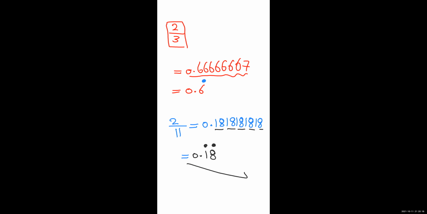If the number is like 1 over 3, by using the calculator, we will find that it equals 0.333 and so on. The 3 is repeating, or recurring, so we write 0.3 with one dot over the 3.